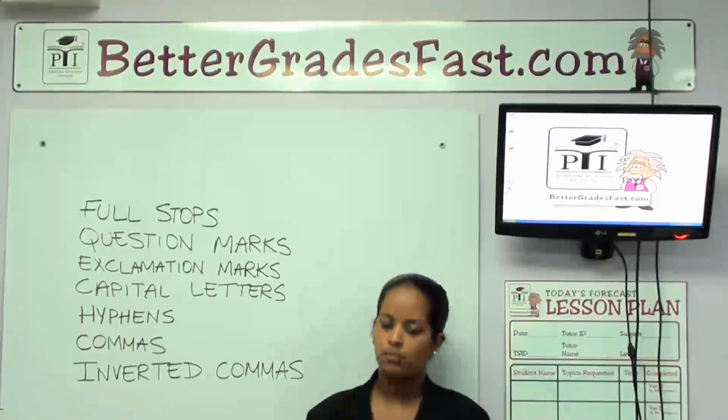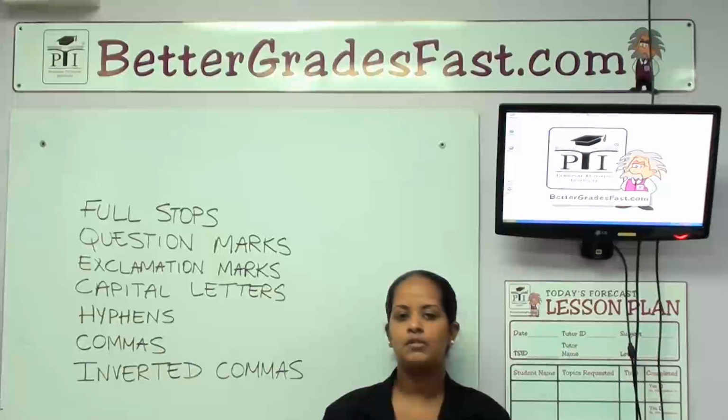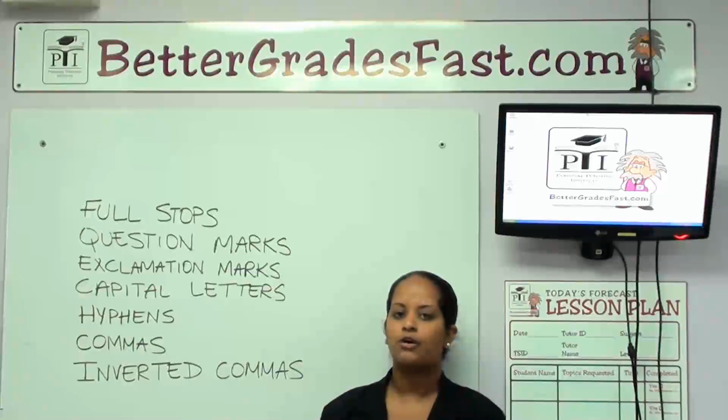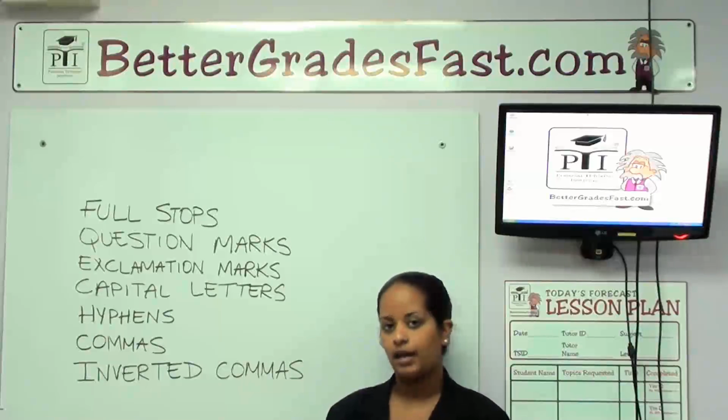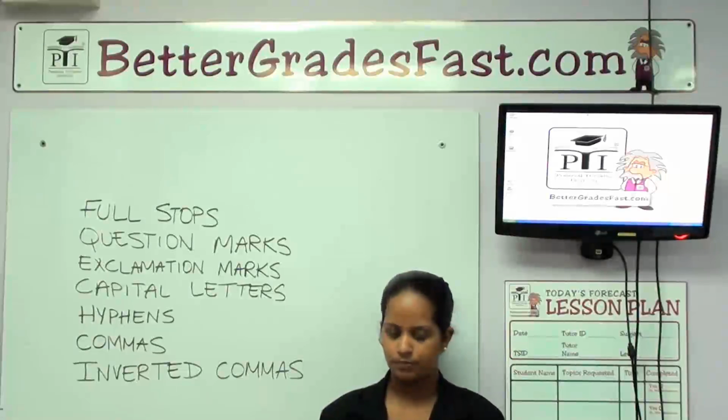Another use, perhaps less common, of a full stop is to separate acronyms. Acronyms are letters which represent longer words. For example, the acronym for United States of America is USA. To correctly write this into a composition or a sentence, you need to write capital U, full stop, capital S, full stop, capital A, full stop.